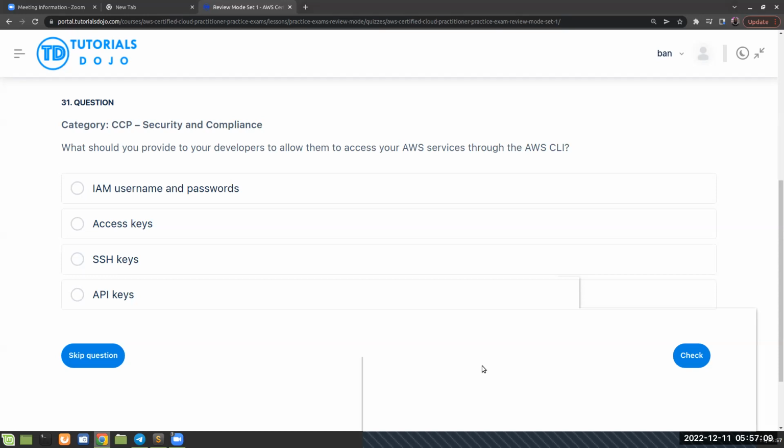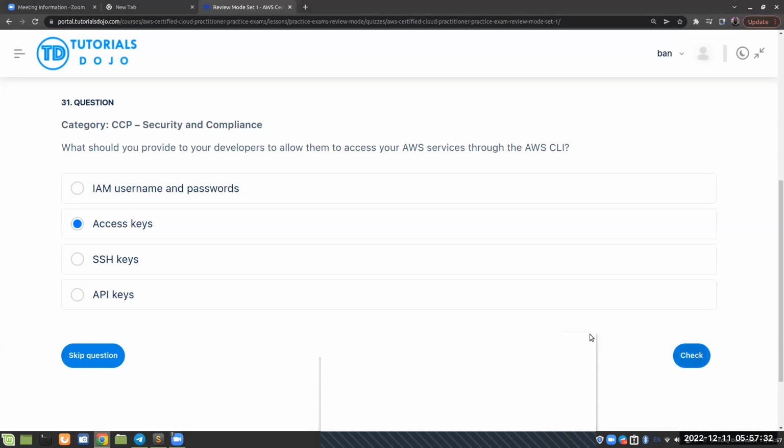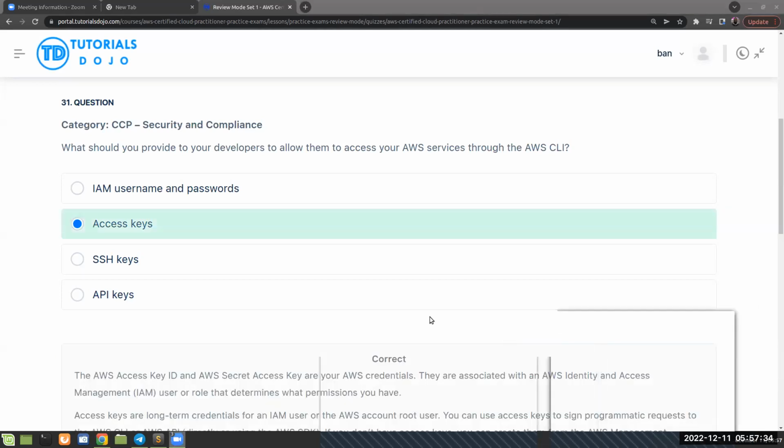I think it's access keys. Okay, you say B. What about the others? I support B. Okay, there's support for that. All right, so let's pick that and see. Yeah, that's correct.